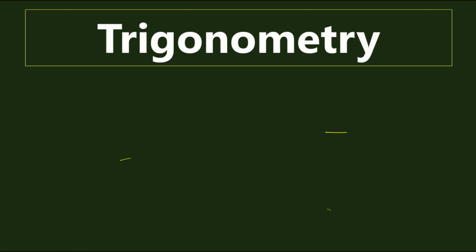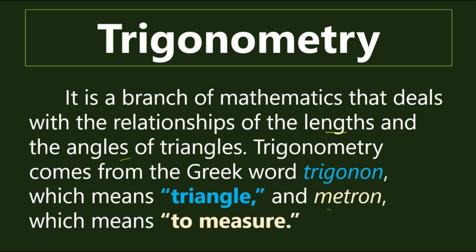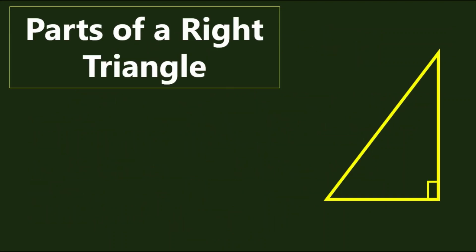So let us define what is trigonometry. Since we are going to have the six trigonometric ratios, let us define this. When we say trigonometry, it is the branch of mathematics that deals with the relationships of the lengths and the angles of triangles. Trigonometry comes from the Greek word trigonon, which means triangle, and metron, which means to measure.